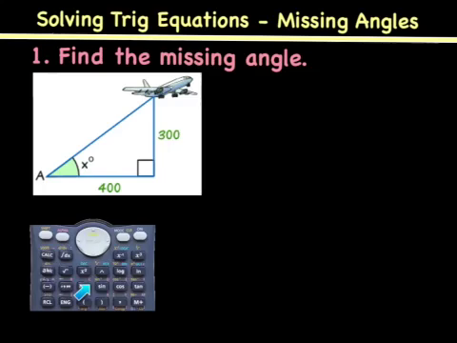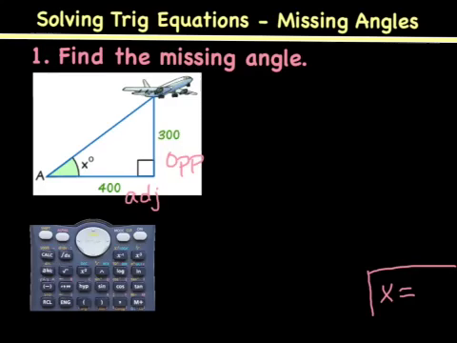Alright, so what you're going to do is first decide, are you going to be using sine, cosine, or tangent? Okay, so let's go ahead and label the two sides that we have. Well, we're working with angle X, so 300 would be our opposite side. And what would 400 be? It's our adjacent side. Which means we're working with tangent. Tangent is opposite over adjacent. Let me go ahead and put a spot for my answer over here.